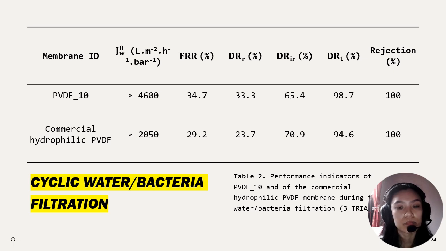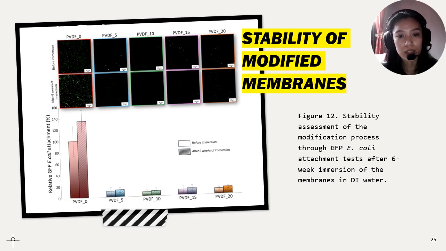And we also evaluated the stability of the membranes by GFP E. coli attachment test after 6-week immersion in the DI water and found that there is little difference from before and after the 6-week immersion period, indicating that the coating is relatively stable. This is because of the entanglement of the copolymers to the porous structure of the membrane, thereby making it more stable compared to other coating mechanisms, which do not have this mechanism involved.